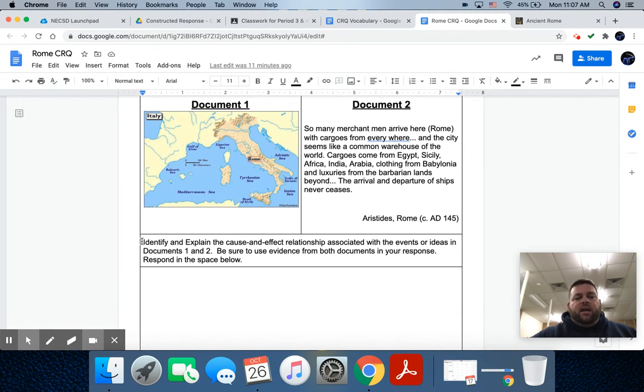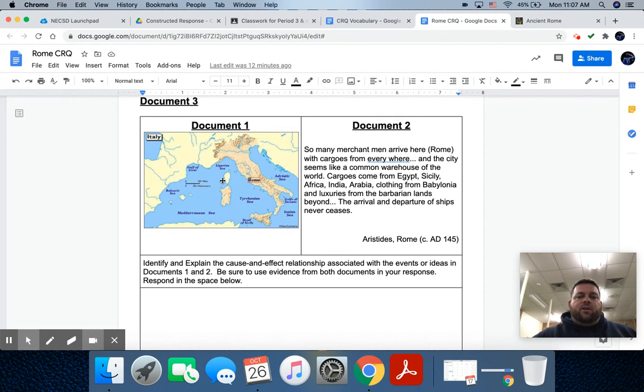So this question is: identify and explain the cause and effect relationship associated with the events or ideas in documents 1 and 2. Be sure to use evidence from both documents in your response, and you can respond in the space below. So basically here, what you're going to talk about is how the geography illustrated in document 1 leads to the wealth created by trade that is illustrated in document 2. And that's really what you're trying to do. How does the geography lead to this wealth? That's what you're discussing in this space.